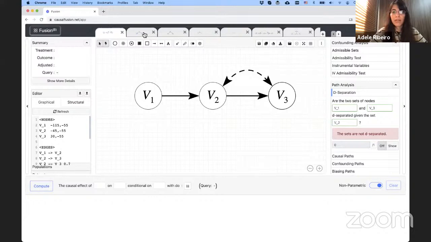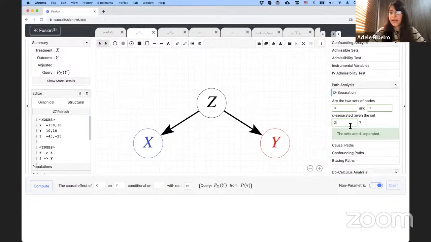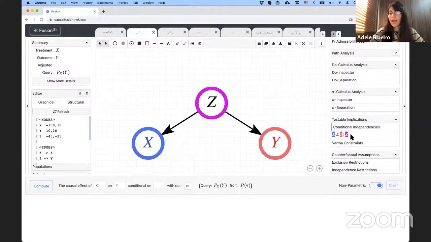I have other examples here. This is the fork. So again, X independent of Y? They are not marginally, but they are given Z. So this is the d-separation function. We have also this testable implications function. Given a graph, the app here lists all the conditional independences that we have.